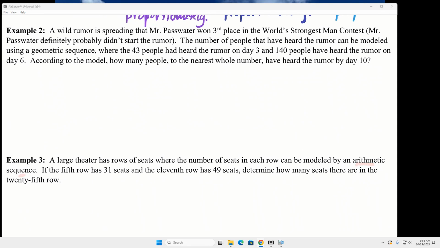So on example 2, this is kind of a silly example. A wild rumor is spreading about Mr. Passwater, that Mr. Passwater won third place in the World's Strongest Man contest. He might have started it himself.